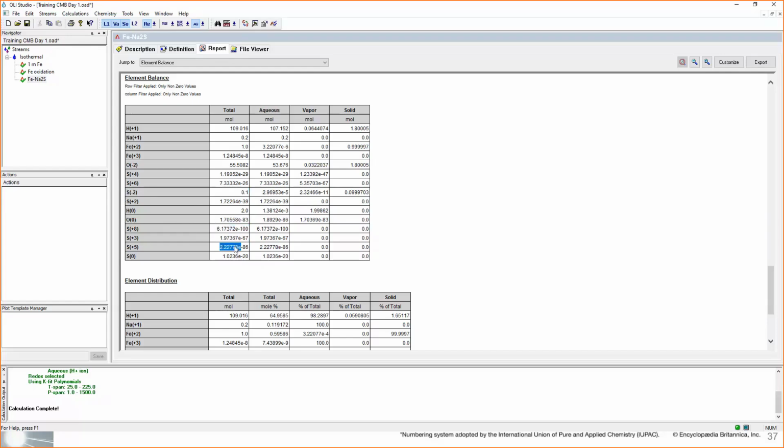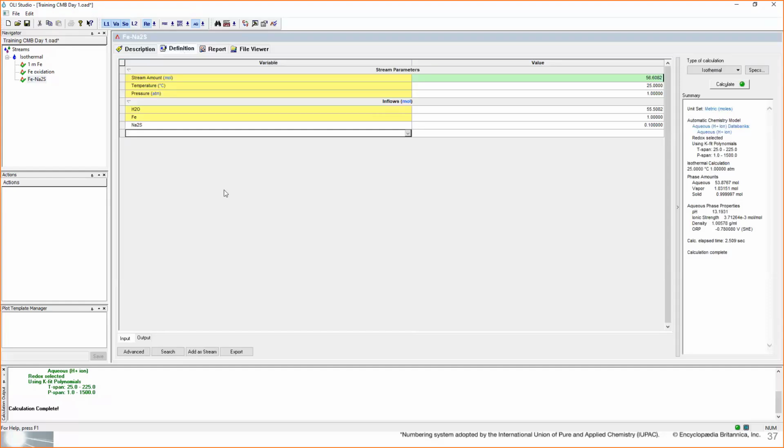But you have included the oxidation state of sulfur. Now, if we go back to definition, let's say, okay, I don't need to enter all of those oxidation states.